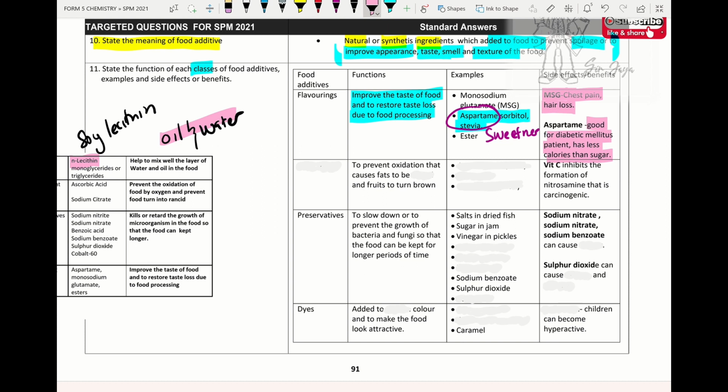Next one, the class of food additive that prevents oxidation of food, which causes the food to turn rancid and the fruits to turn brown. Please remember that will be antioxidant, which prevents the oxidation by oxygen from the air. Examples will be ascorbic acid, vitamin C, citric acid, tocopherol, and one more will be sodium citrate. Please remember vitamin C or ascorbic acid inhibits the formation of nitrosamine, which is a carcinogenic substance.